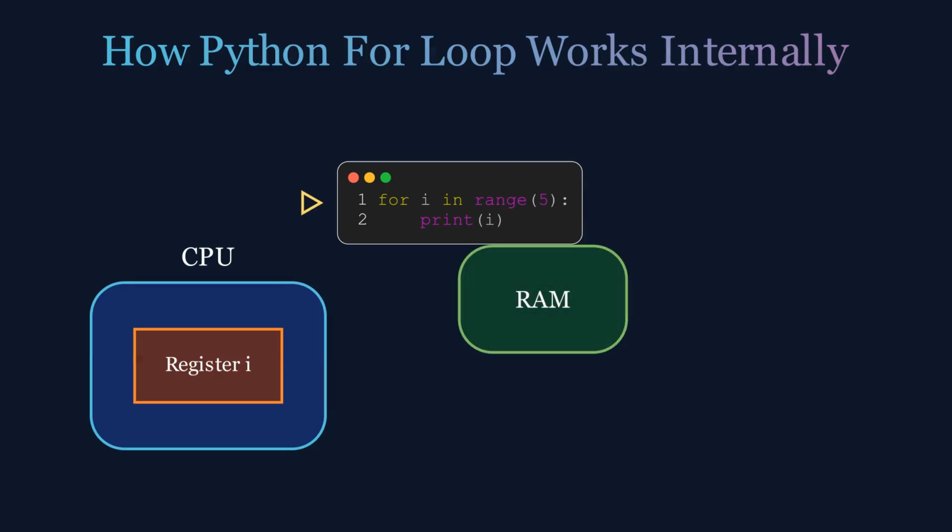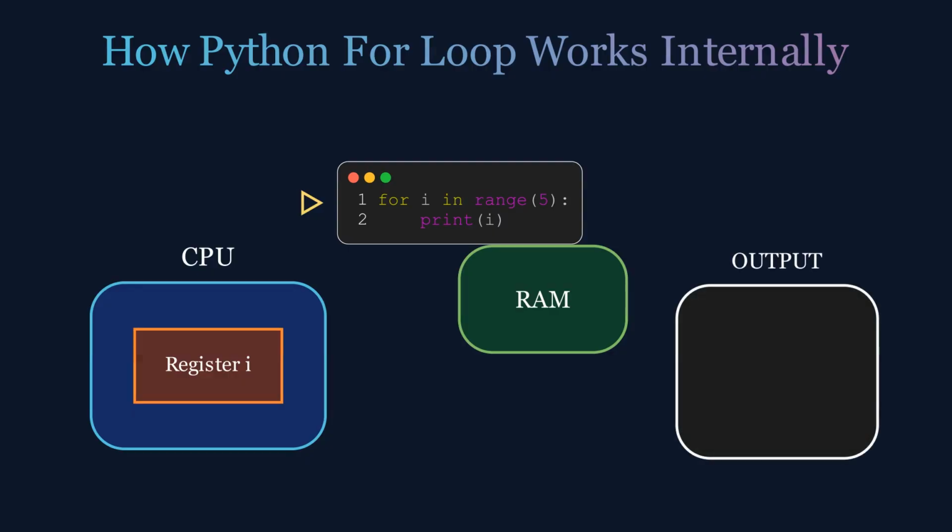Variables are stored in RAM. When Python prints something, the CPU sends the value directly to the output.